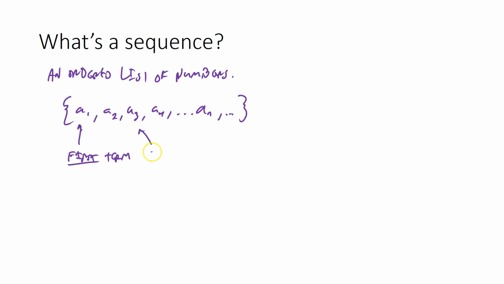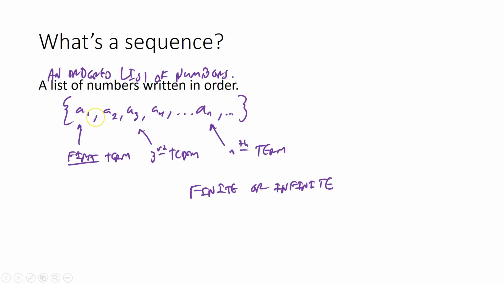This would be like the third term. This is the nth term. And this could be finite or infinite, so it could stop or it could keep going. But the important thing is it's ordered, right? So the first term might be 5, and the second term might be 6, and they're ordered. So they have to be in this order in order for them to be a sequence.